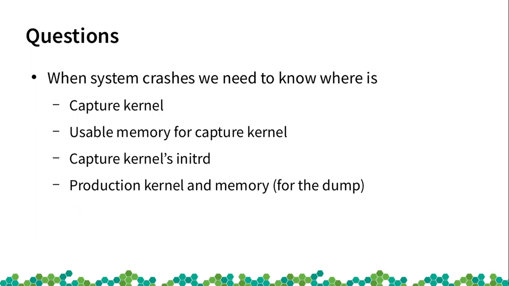We need to know where the capture kernel is in the memory to load it. We need to know which memory we can use for the capture kernel, because if we used just the memory used by the production system, then we could overwrite some values that are interesting to analyze. We need some user space for the capture system, and we need to know where actually the memory of the production system is, so that we can create a dump.